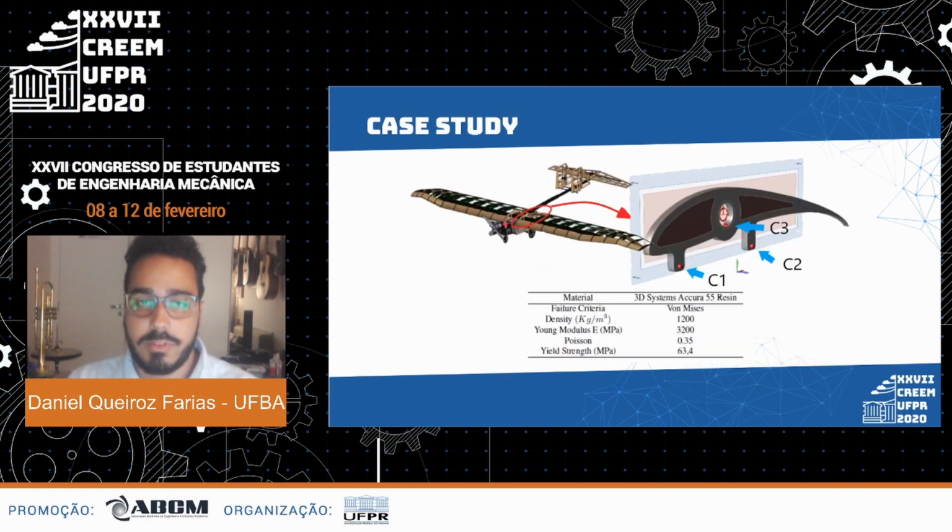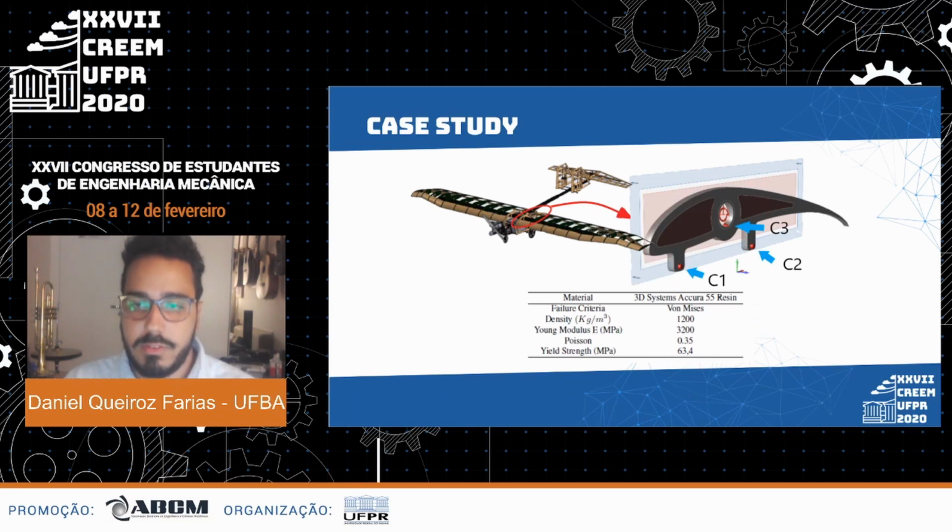The case study for this article was an attachment part of an Aerodesign aircraft that couples the wing with the fuselage. The material utilized for the study was a resin. The failure criteria considered was von Mises, and here you can see some of the characteristics of this material.